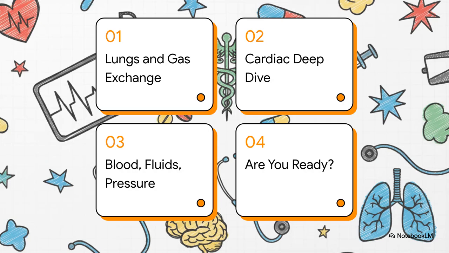So here's our game plan. We're breaking this down into a few key areas. We're going to start with lungs and gas exchange. Then we'll do a deep dive into all things cardiac. After that, it's a rapid-fire round on blood, fluids, and pressure. And then we'll pull it all together to make sure you're truly ready.